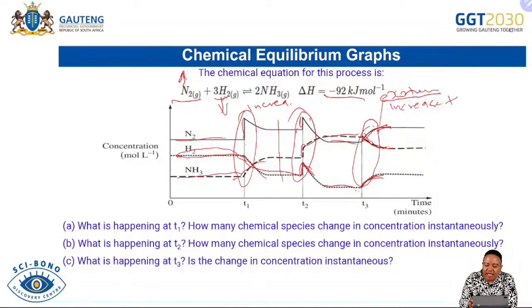So if you increase the temperature in T3, so T3 means it will have increased the temperature. Then if you have increased the temperature, what is going to happen? When you increase the temperature, increase in temperature favors endothermic reaction, and our reverse reaction is endothermic. Therefore, both the nitrogen and hydrogen will increase.